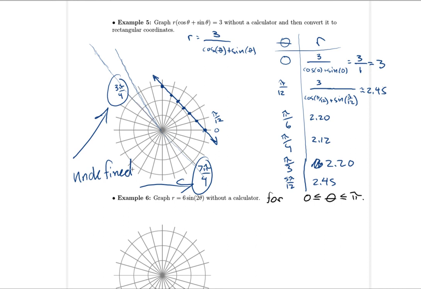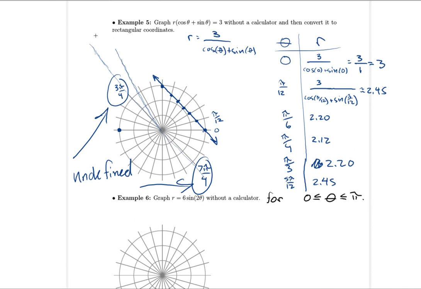Now, what about all these negatives? Well, remember what's happening here is that, for example, if you plug in pi, what are you going to get? You're going to get negative 3, which puts you way back over here. So all these angles in this region just give you negative r values, which puts you back up here on this line.